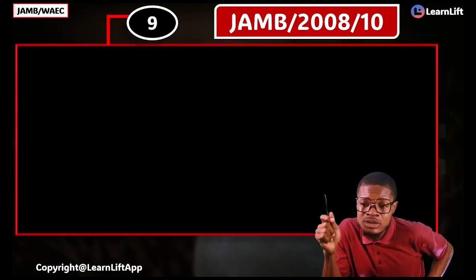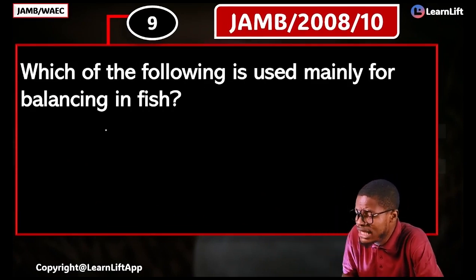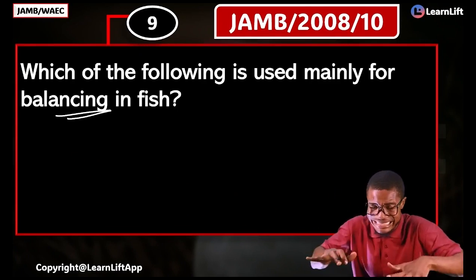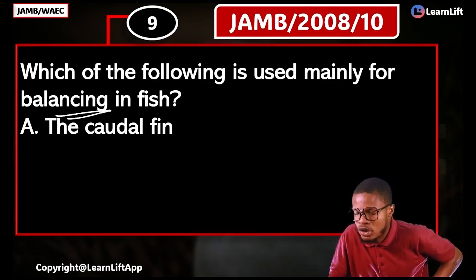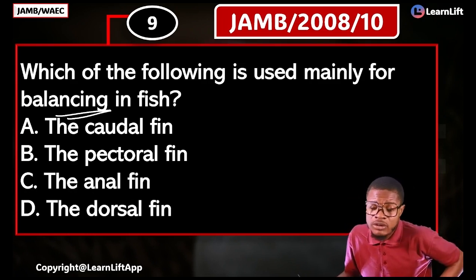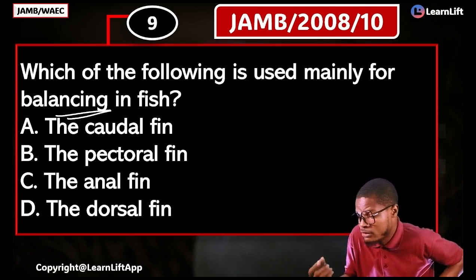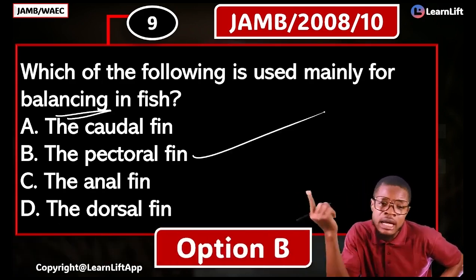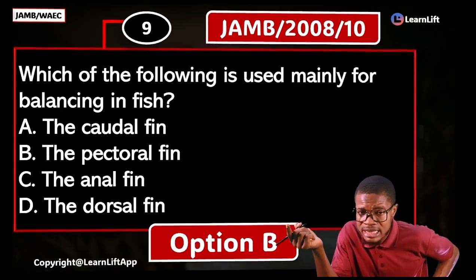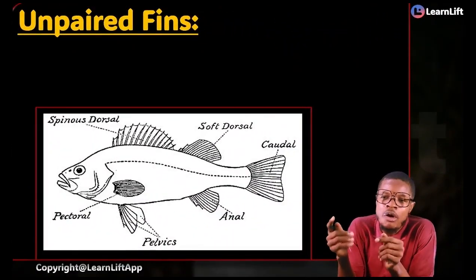Answer this question, JAMB 2008 question 10. The question says, which of the following is used mainly for balancing in fish? Is it your caudal fin, or the pectoral fin, or the anal fin, or the dorsal fin? What is the answer? Balancing is a function of your pectoral and pelvic fin. Since there's no pelvic and there's pectoral, B is the answer. Does it make sense? Are you sure? If you get that very quickly, we are done with your paired fins. What about unpaired fins?